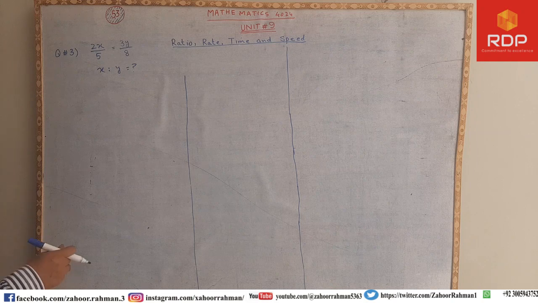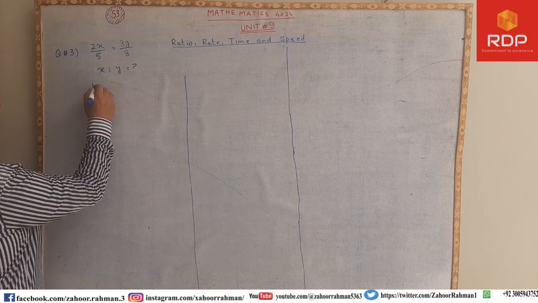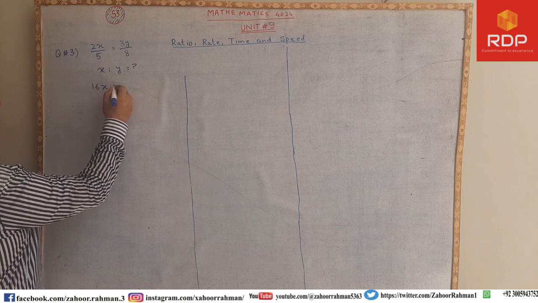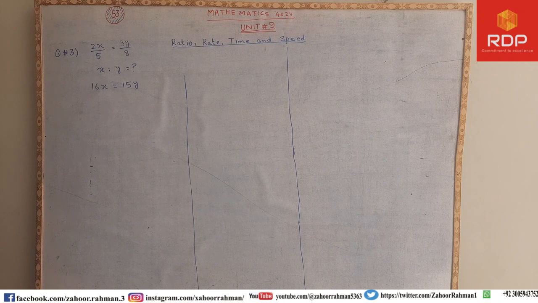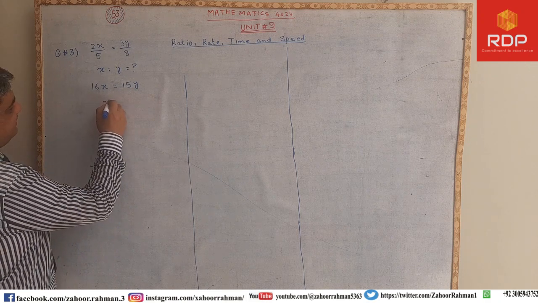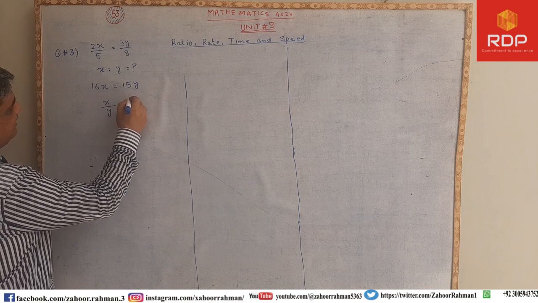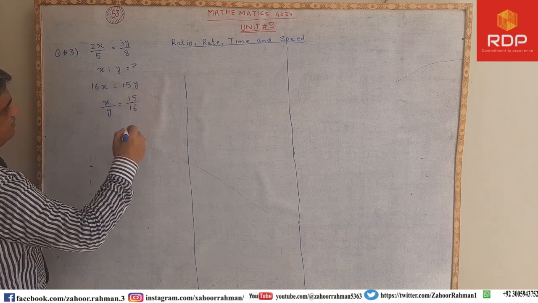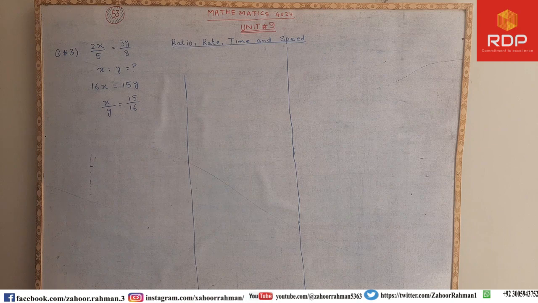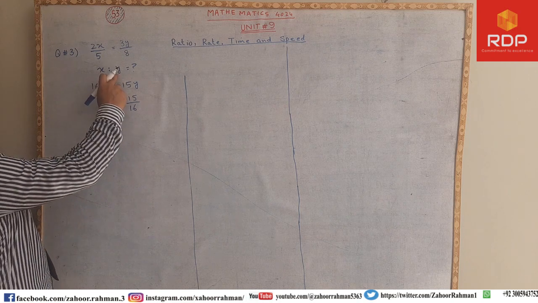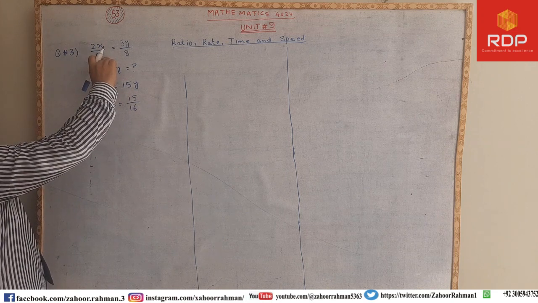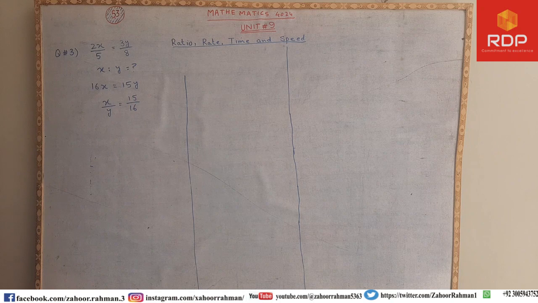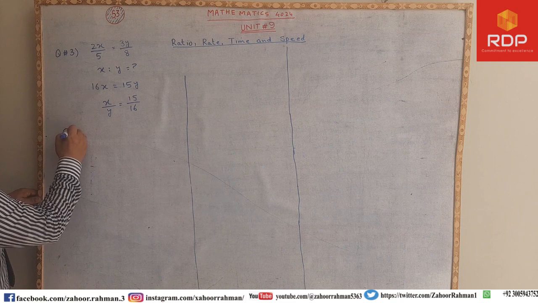Ladies and gentlemen, from cross multiplication, we can write 16x is equal to 15y. And we can write x divided by y is equal to 15 divided by 16, and that is the answer. Because this x : y can be written in this form, this and this are the same. So 15 : 16 is the answer. Now question number 4.